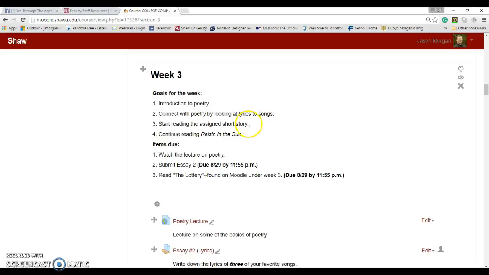Also, this week you're going to start reading the short story, which is listed below, and you should continue to read the book Raisin in the Sun. You should be more than halfway done with that if you haven't finished it already.